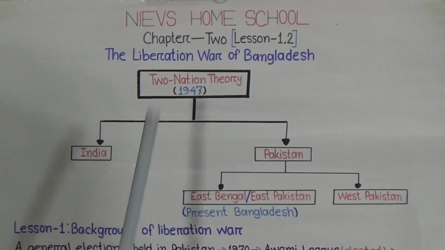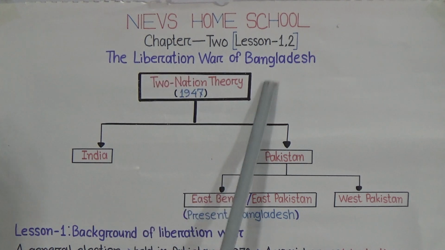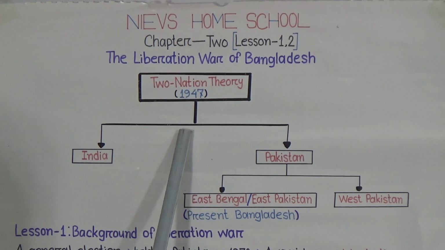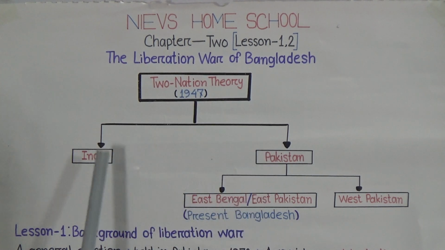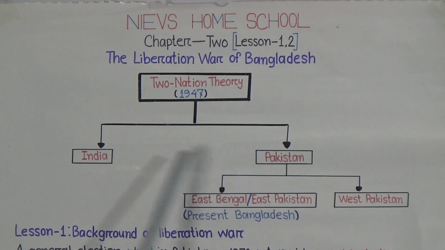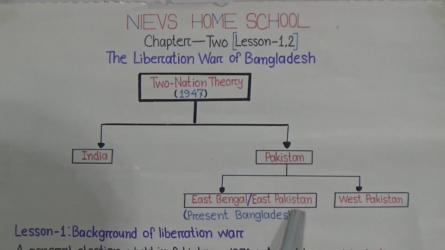Students, we know about the two-nation theory that happened in 1947, and with this theory we got two separate nations, India and Pakistan. And when they got separated, we find two parts. The first one is East Bengal or East Pakistan, and the other is West Pakistan. East Bengal or East Pakistan is now present Bangladesh.